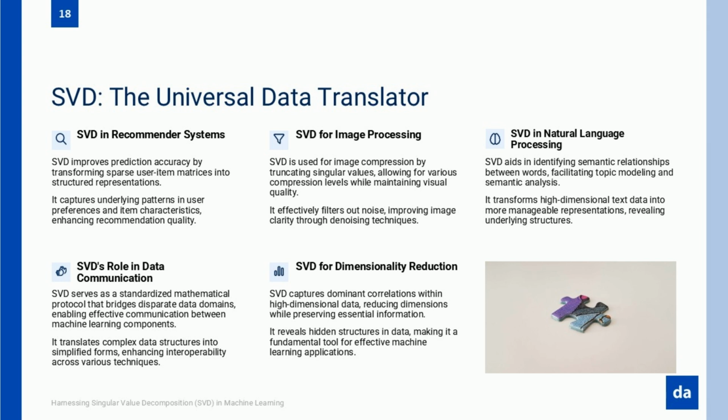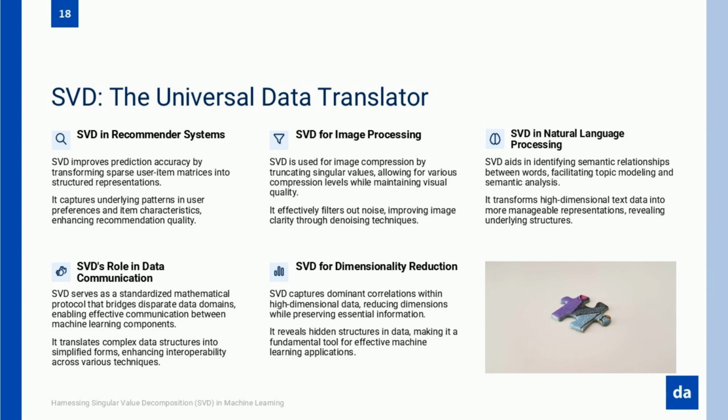This universal quality stems from SVD's mathematical foundation. By decomposing any matrix into three components that represent orthogonal patterns, scaling factors, and directions of variation, SVD creates a consistent framework for understanding structure regardless of the original domain. It's like having a translator who speaks every data dialect fluently.